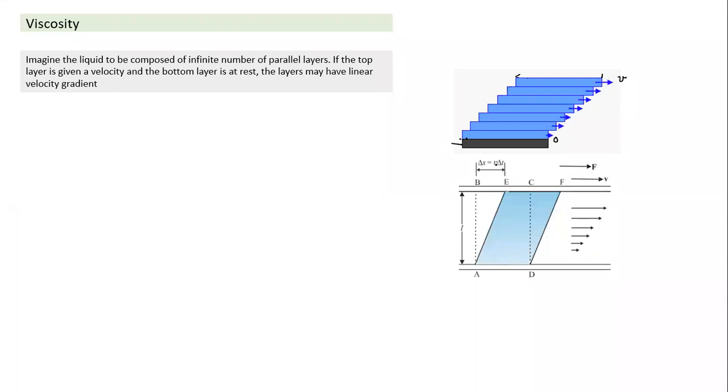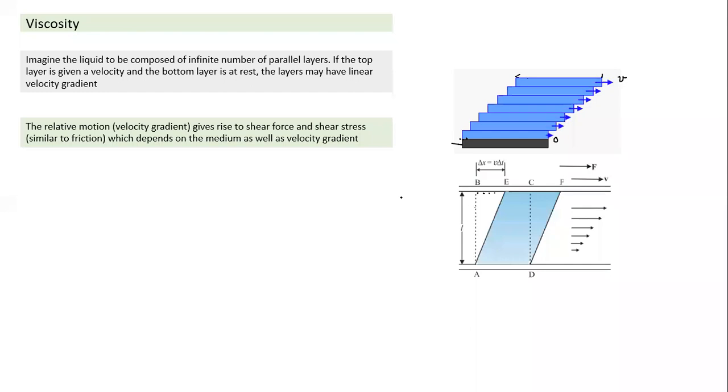After time delta t, if the top plate is moved with velocity v, all liquid particles in contact with the plate would have had a displacement v into delta t. Other particles will have lesser displacement, and different layers will have different velocity and different displacement. So velocity also is something like this, a linear gradient. Whenever there's a relative velocity, if we imagine a separate sheet here, since velocities are different, slipping takes place. So relative motion, velocity gradient, gives rise to shear force.